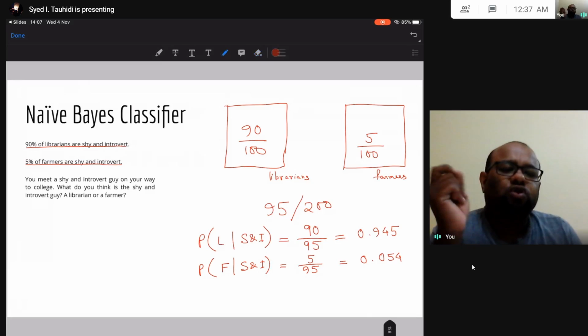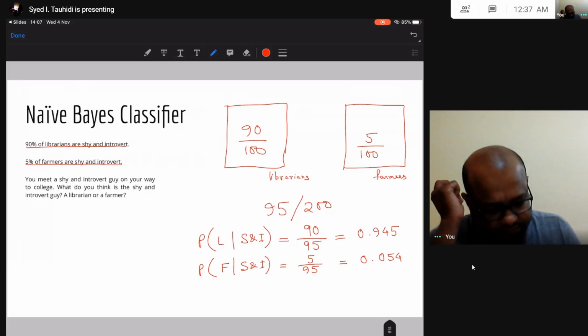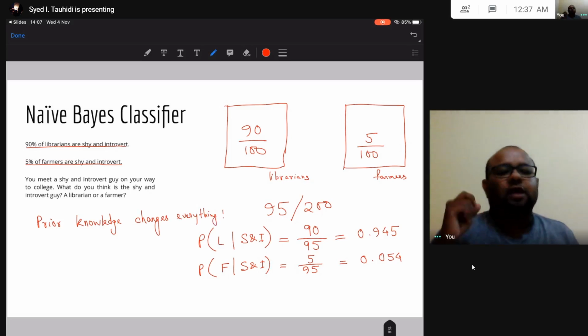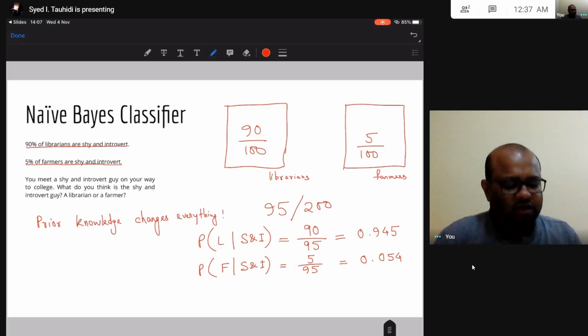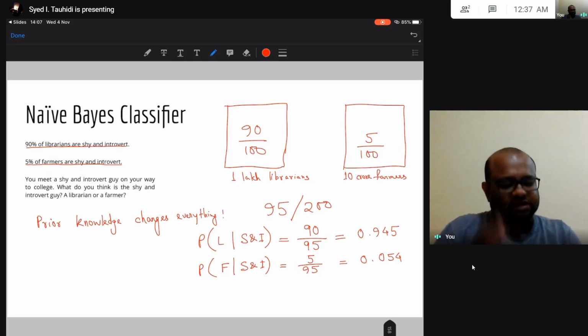Now I'm going to show you how prior knowledge changes our calculation. What is the prior knowledge that I'm going to give you? The number of librarians and the number of farmers. Say in India there are 1 lakh librarians and there are 10 crore farmers. Now everything is going to change.